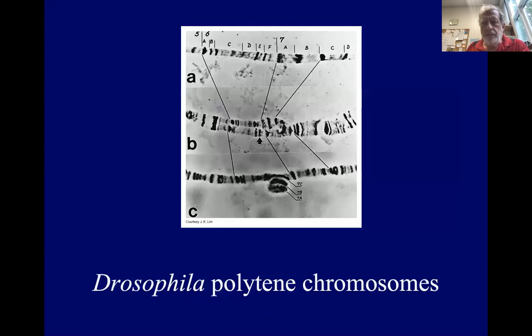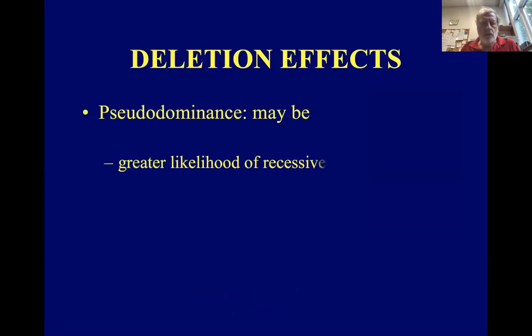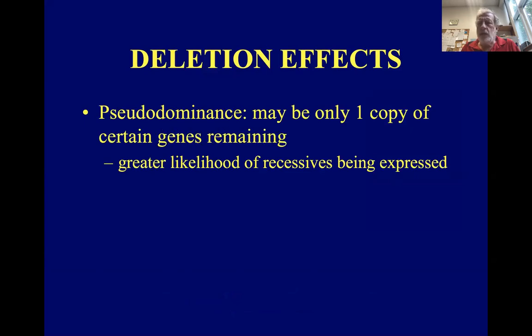And we can see a real deletion bulge on these Drosophila polytene chromosomes. In flies, in their salivary glands, their chromosomes will duplicate a lot and not separate. So you get these big, thick chromosomes, and those are what polytene chromosomes are, and that makes them pretty easy to study under the microscope. So what can be the effects of deletions? One is pseudodominance. We may only have one copy of certain genes, therefore a greater likelihood of recessive alleles being expressed, which are often a cause of diseases.